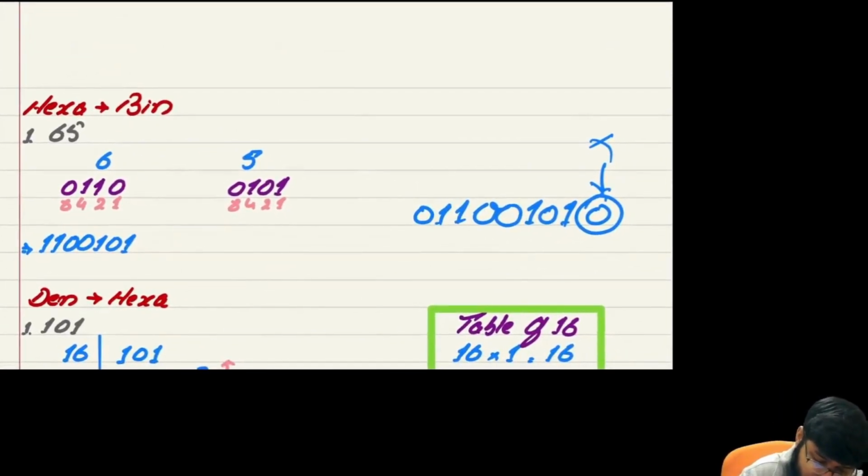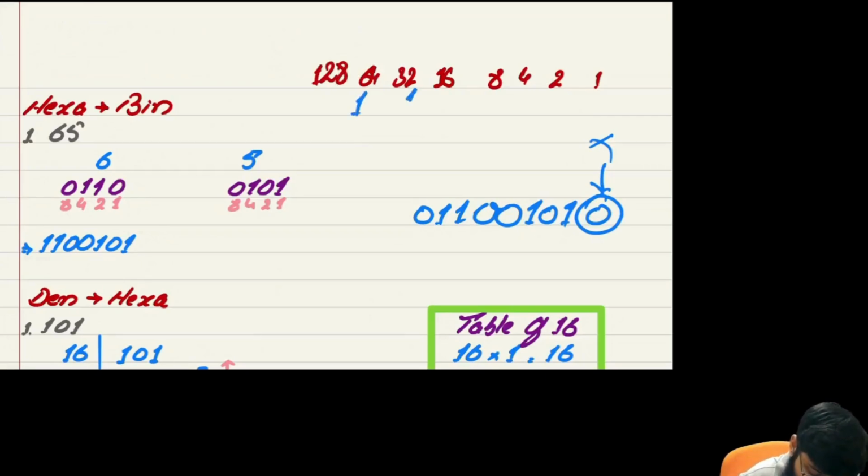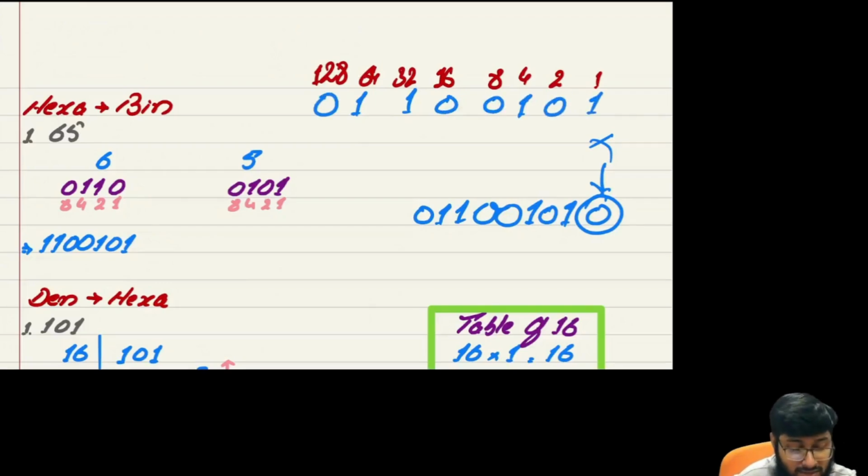So let's consider this. It's 1, 2, 4, 8, 16, 32, 64 and 128. So these are the 8 bits. Now the actual number was 11000101, which is giving you the decimal representation of 101.